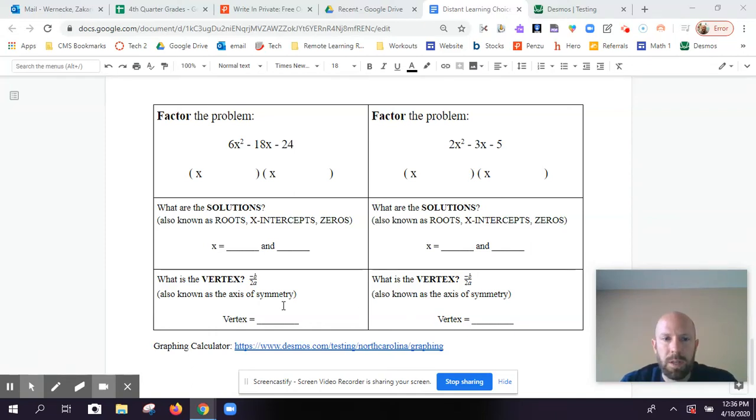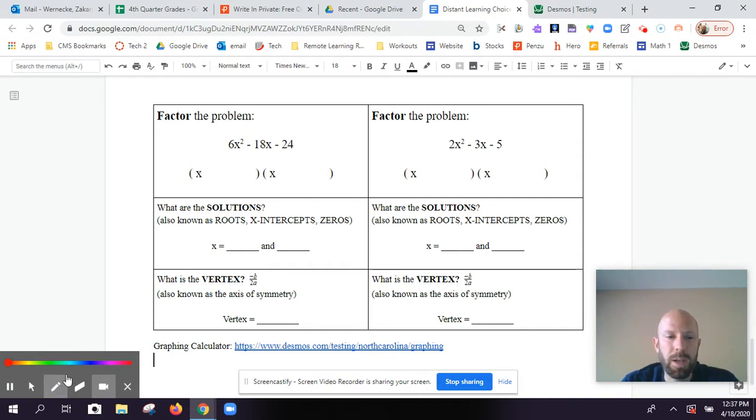Two more examples here. These examples are going to be a bit more difficult than what we worked on before. So I'd like to go through those with you and again show you how you can use the graphing calculator to find these answers as well. So on this first one, as we're factoring, we hopefully notice that 6 goes into 6, 18, and 24.